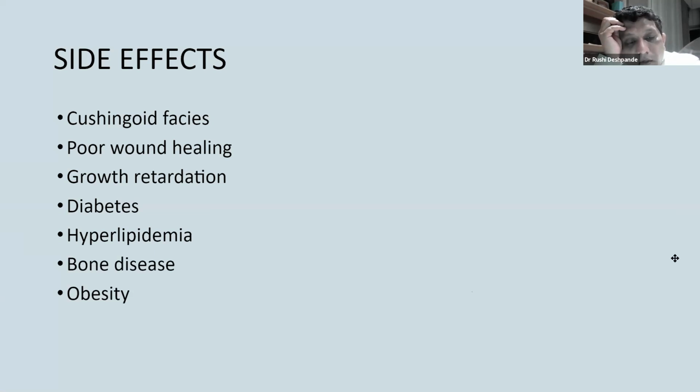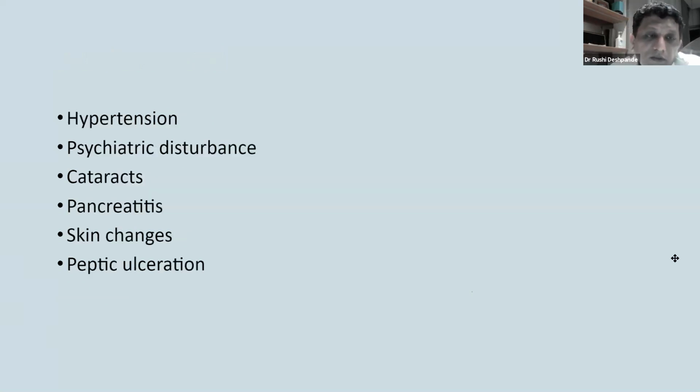AVN, or avascular necrosis, is unpredictable, and when it happens, it causes quite significant morbidity to the patient, and sometimes even requires joint replacements. Particularly the hip, it is much more common than others. The next, I think, in order is the shoulder, but the hip is the worst one that we come across in practice. And obesity, yes. Hypertension, psychiatric disturbance, very important. Patients with any past history of psychiatric disturbance, giving steroids is a nightmare.